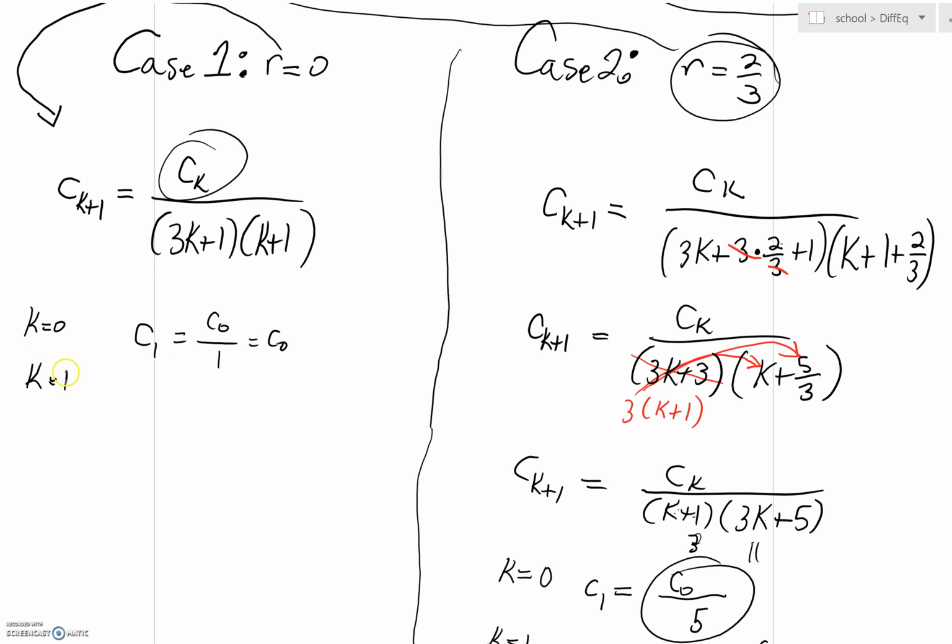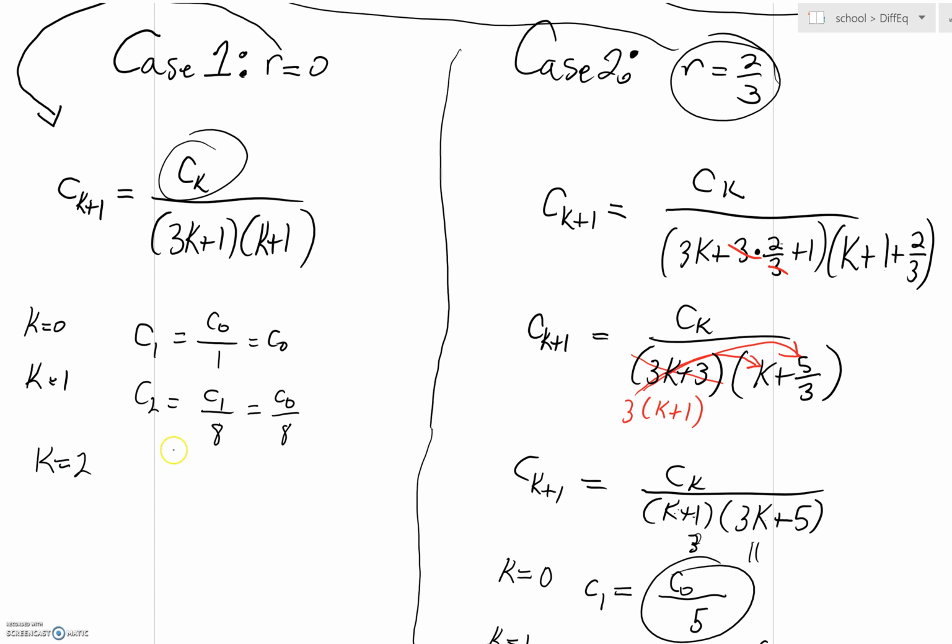We could let k equal 1 and get c sub 2 would be c1 all over, well, 3 times 1 is 3, plus 1 is 4. 1 plus 1 is a 2. 4 times 2 is an 8. But of course, c sub 1 is really equal to c sub 0.